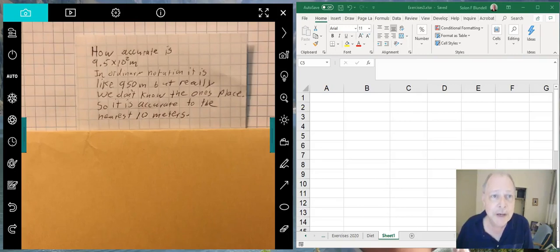So this video is about multiplying numbers with scientific notation, which is easy to do. The thing we need to talk about connected with this is how many digits to keep when you're finished. It's a question of how precise is the answer when you're done.